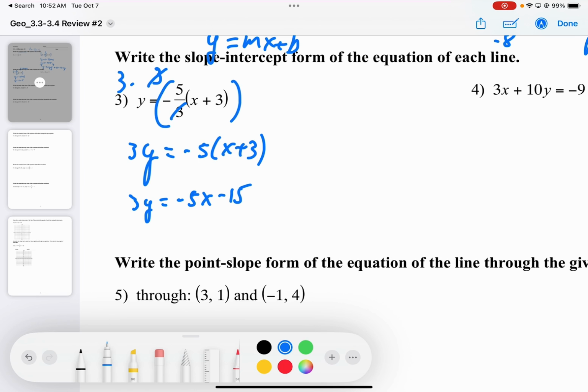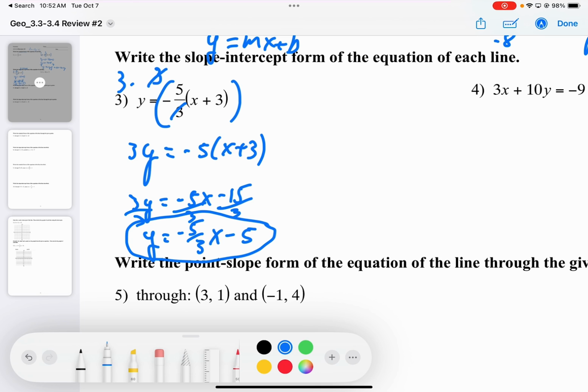Good catch. But I have one more step, right? I need to get y by itself, so I should do what? Divide by 3. So I get y equals negative 5/3 x. And then, so I should show this. Negative 15 divided by 3 is what? So it ends up being 5. So then there's your answer: negative 5/3 x minus 5.